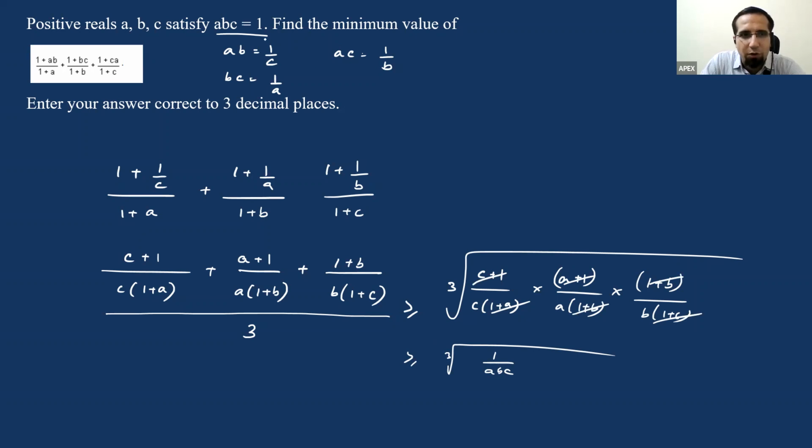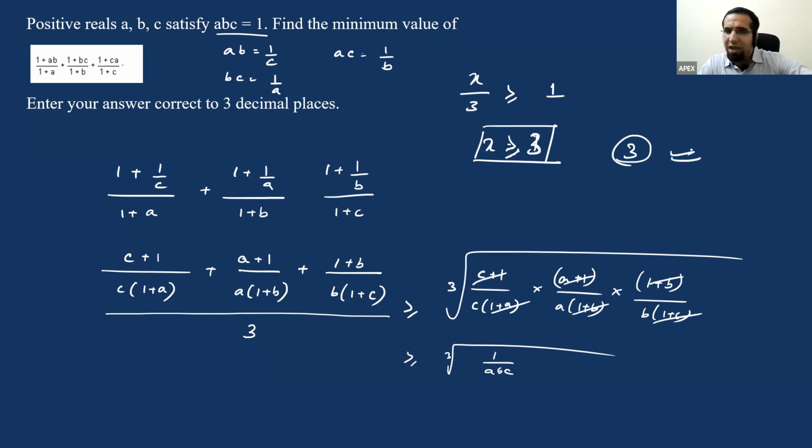So eventually, whatever is asked in the question, let's say that is X. X by 3 is greater than or equal to 1, so X is greater than or equal to 3, and therefore the minimum possible value of whatever is asked in the question is equal to 3. Students who have attended the maximum minima class, we had seen a similar question in the class. So please ensure that you remember it and you also solve it in the exam.